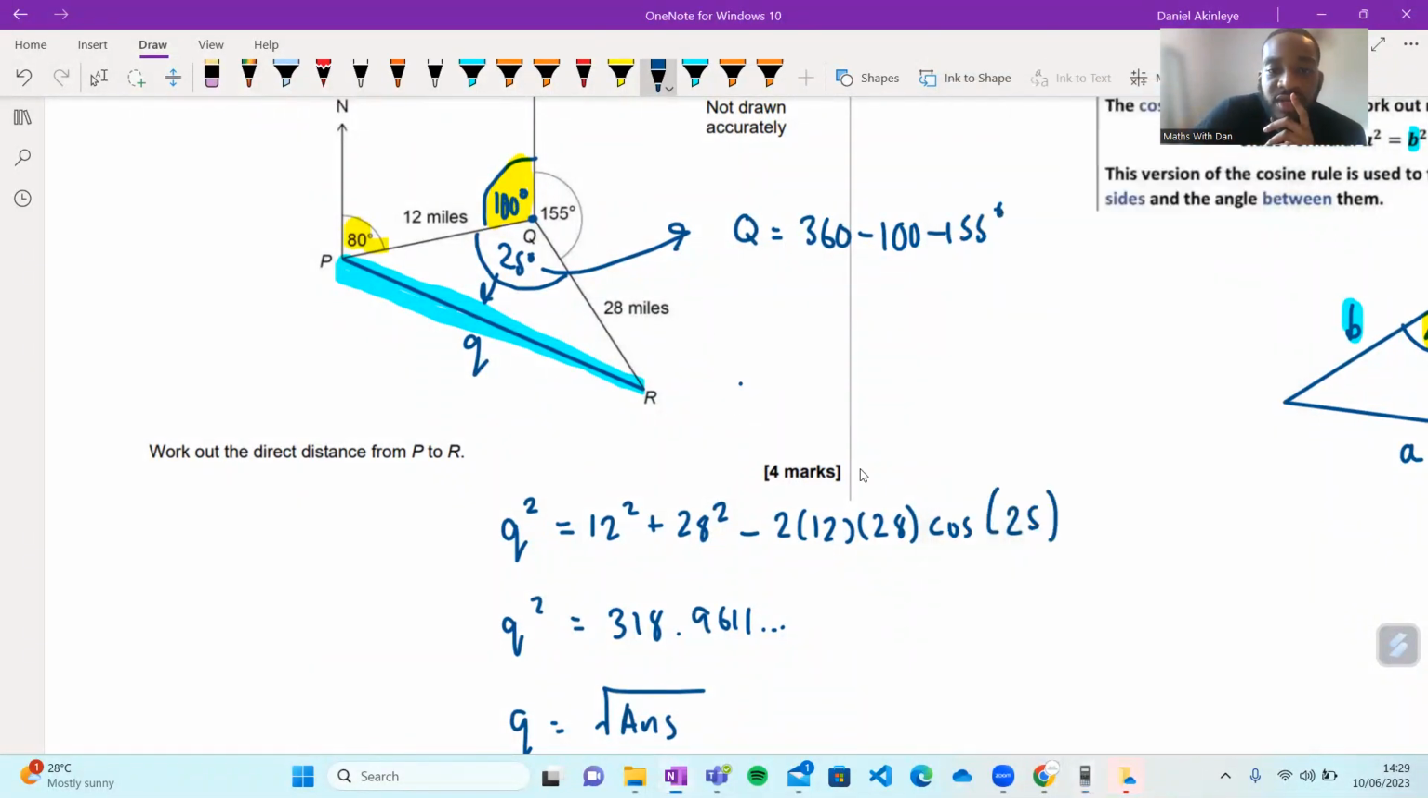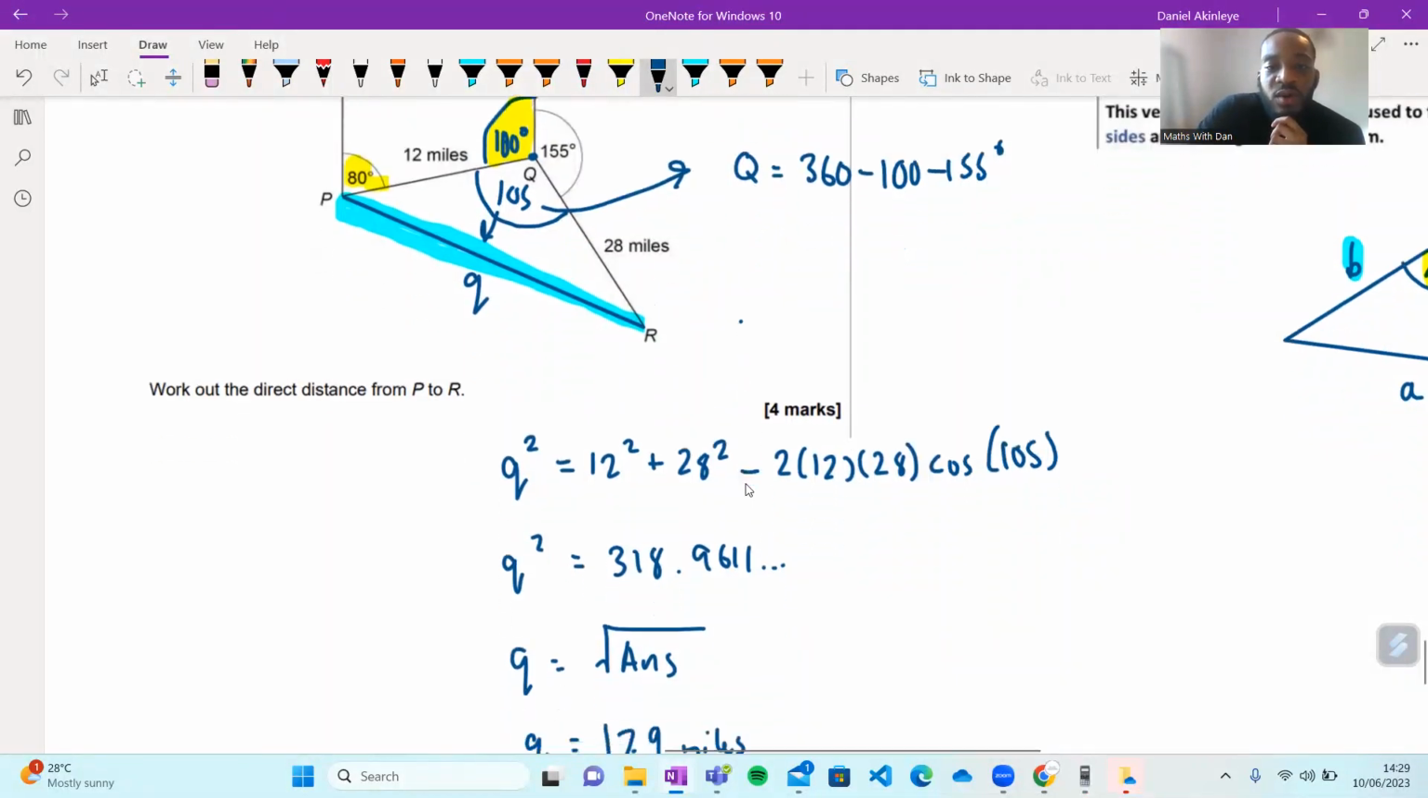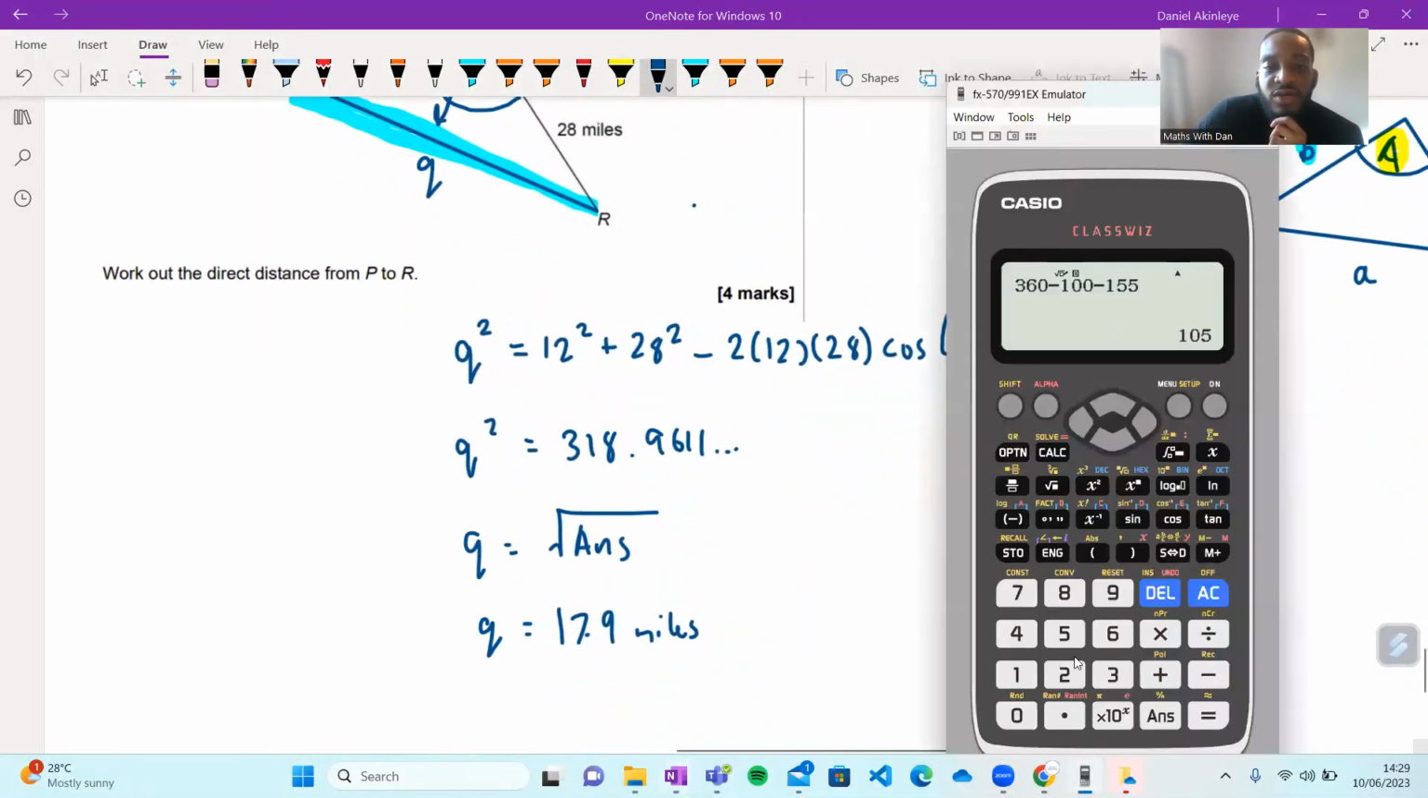I've done the wrong angle here, so let me tweak this again, 105 here. I just put the wrong number down, so that should be 105, and then that will give me something different. Let's do this very quickly just to finish off. It'd be 12 squared plus 28 squared minus two lots of 12 and then 28, and then cosine of 105.